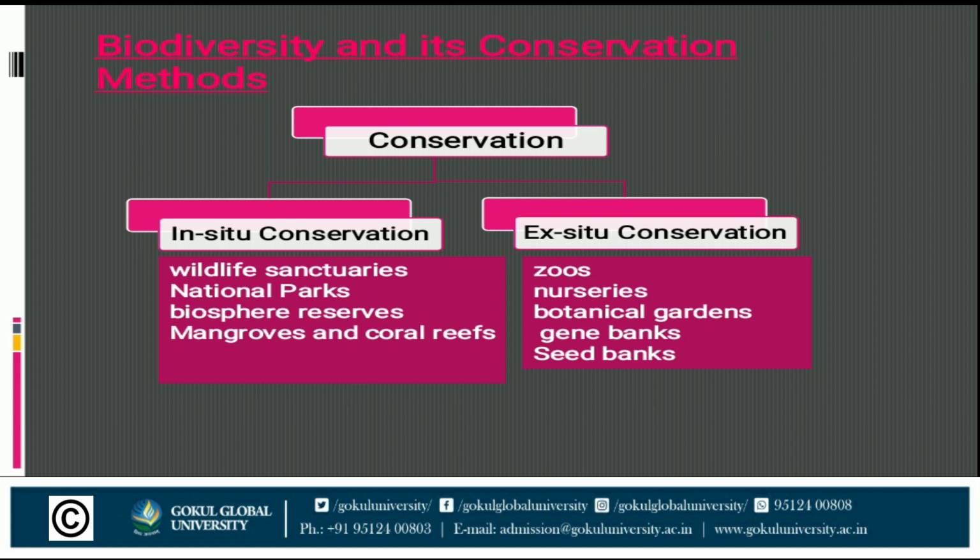Ex situ conservation has several advantages. First, the animals are provided with longer time for breeding activity. The species bred in captivity can be reintroduced in the wild. Genetic techniques can be used for the preservation of endemic species. So, these are the two methods: in situ conservation and ex situ conservation.